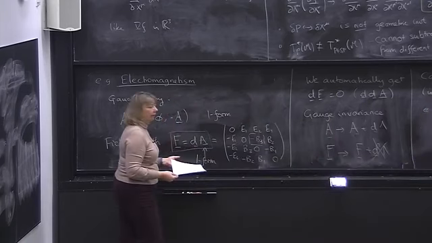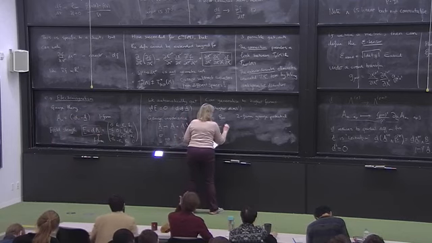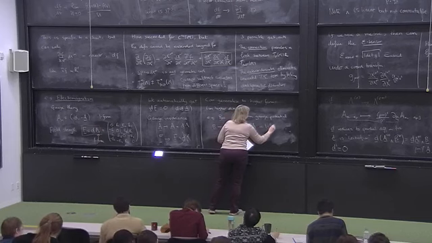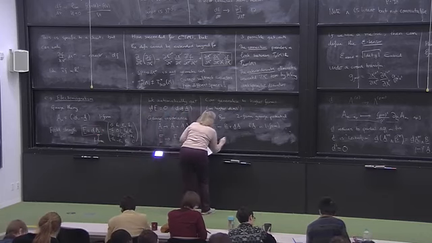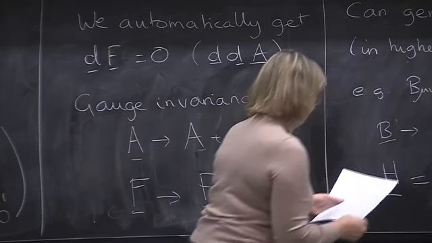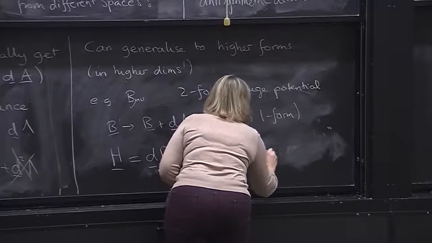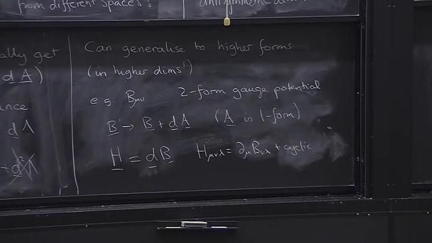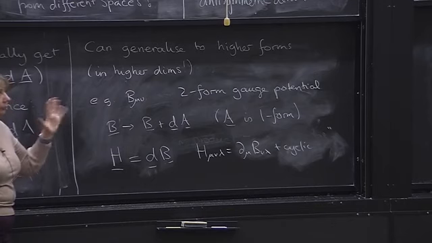It's a bit like A. My gauge symmetry is B goes to B plus dA, where A here is a one-form. That's my gauge invariance. And then my field strength H is d of B. If I wrote it in components, it would just be given in terms of the linearly independent partial derivatives of B. So we could actually do a two-form in 4 space-time dimensions.